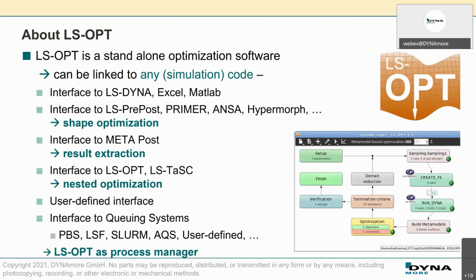While running an optimization, you usually do not just run a single or a few simulations. You usually run quite a lot of simulations. So it's quite common to run LSOpt on a local machine and only submit the LSDyna or solver jobs to queuing systems. That's why we also have interfaces to queuing systems like PBS and some others. Also here we have a user-defined option, and like this, LSOpt can also be used just as a process manager without running any optimization or robustness analysis or whatever.